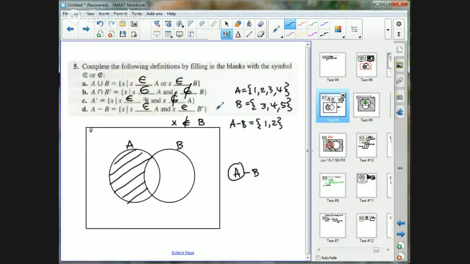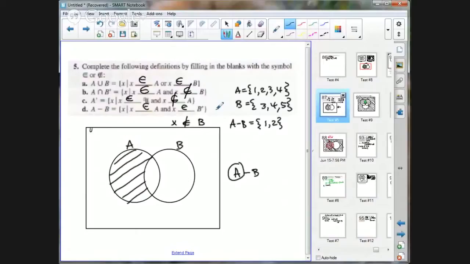Okay, all right. And then A complement, so basically a not. Even A complement has to be in the universal set. You're right. Okay. And then A complement is not an element of A because it's everything outside of A. Okay. That is correct. That makes sense.